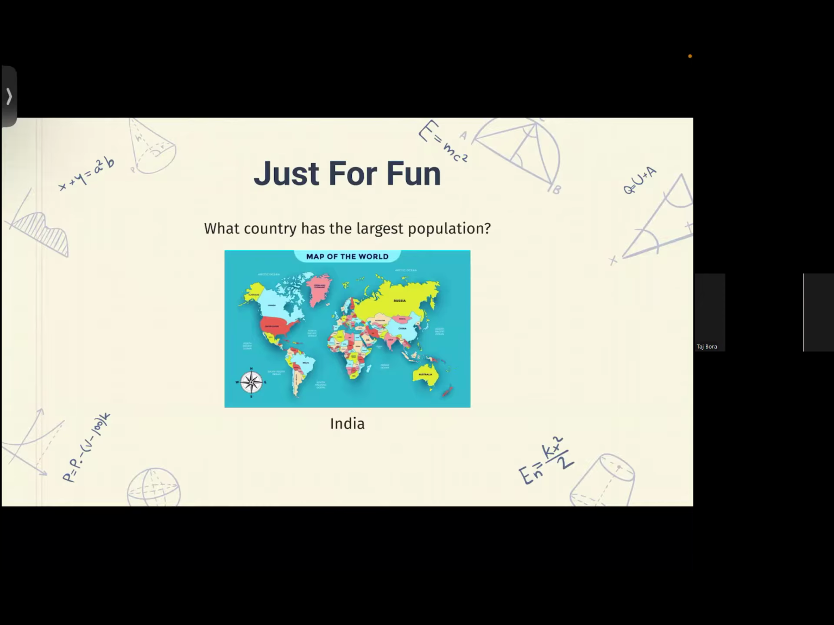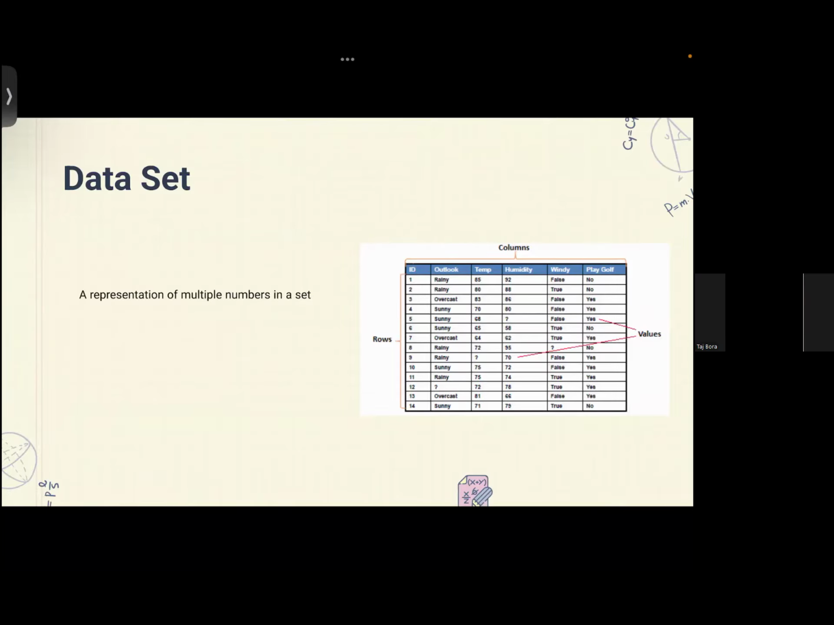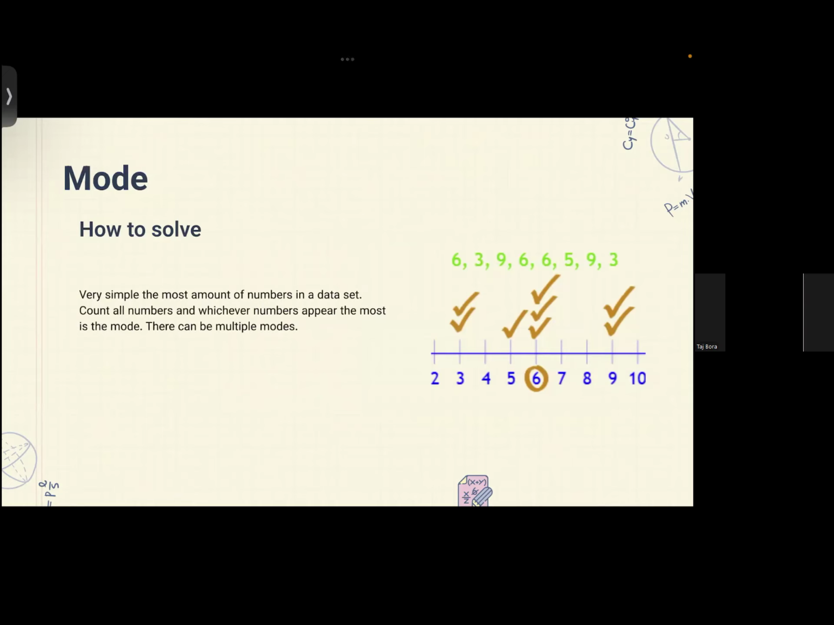All right. Now, what is a data set? A data set is just a representation of multiple numbers in a set. This can be in a list form, it could be in a table, but all it is is being able to recognize multiple numbers in a list. There are three things: mean, median, and mode. Starting off with mode, all mode is whichever number appears the most in a list. And there can also be two modes if two numbers appear the same amount of times in the list.